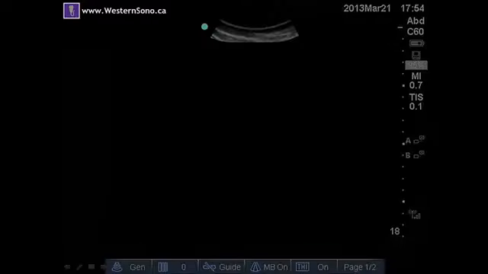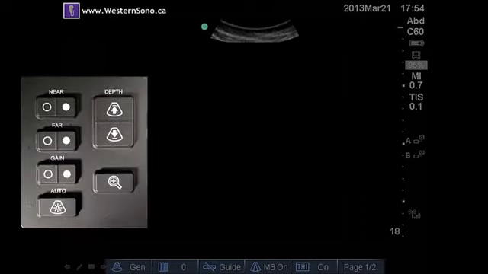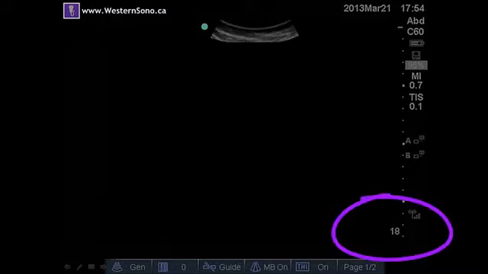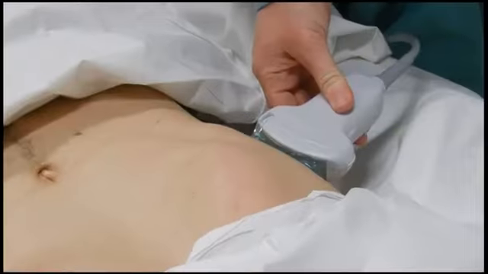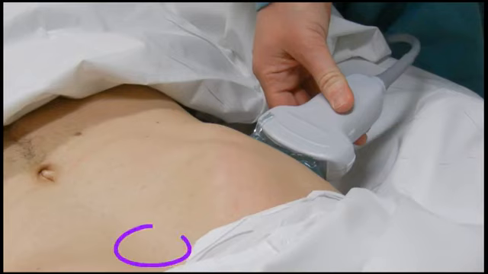Once the probe is selected, we can set its initial depth to greater than 18 centimeters to be sure we are seeing deep enough into the abdominal cavity. As a reminder, the depth buttons are located here on the keyboard and will be shown here on the screen. Let's have a look at the right upper quadrant scan. Remember, the anatomic landmark is the epigastrium, and the scan is started in the mid-axillary line as shown here.